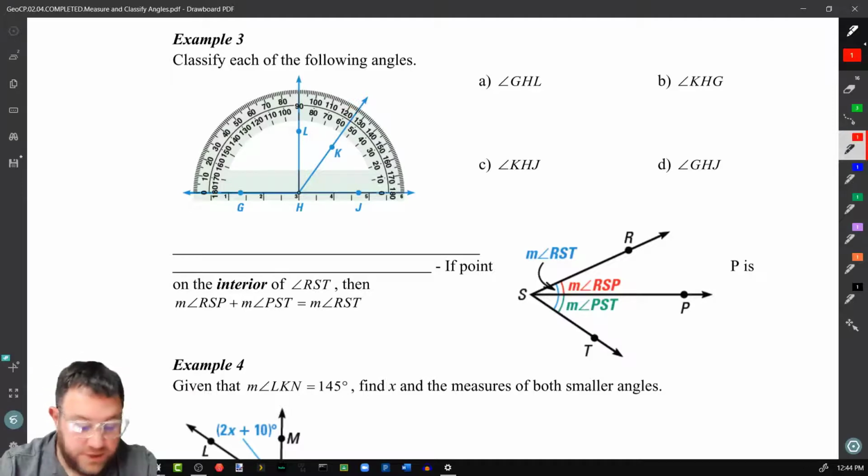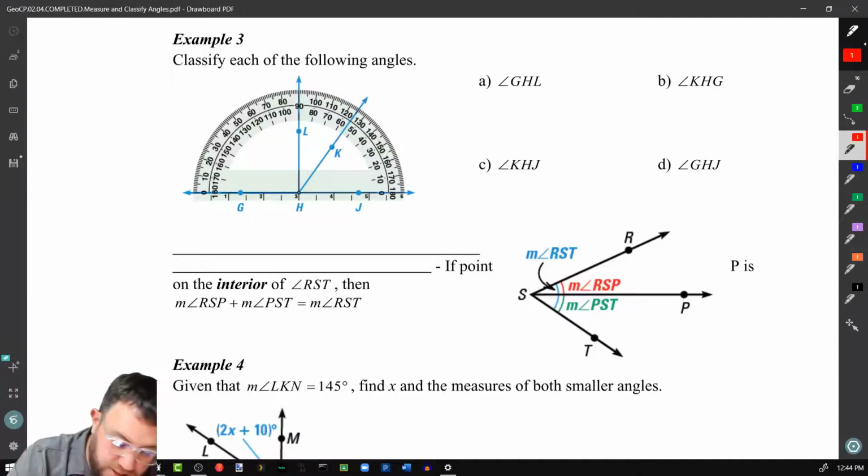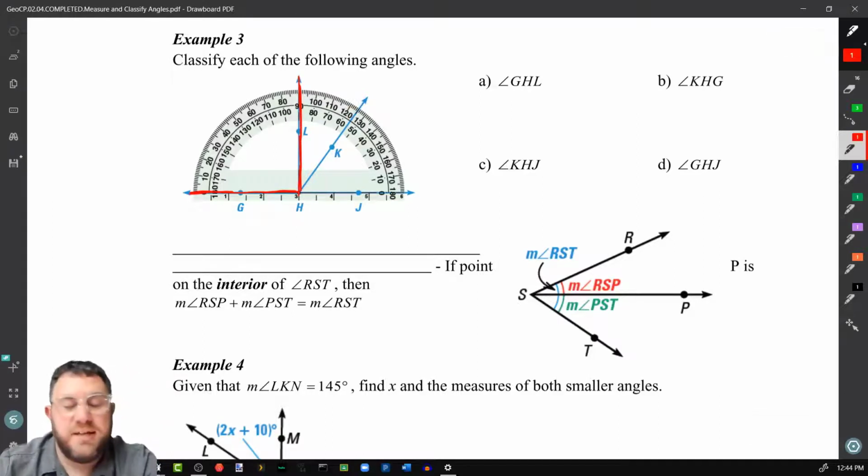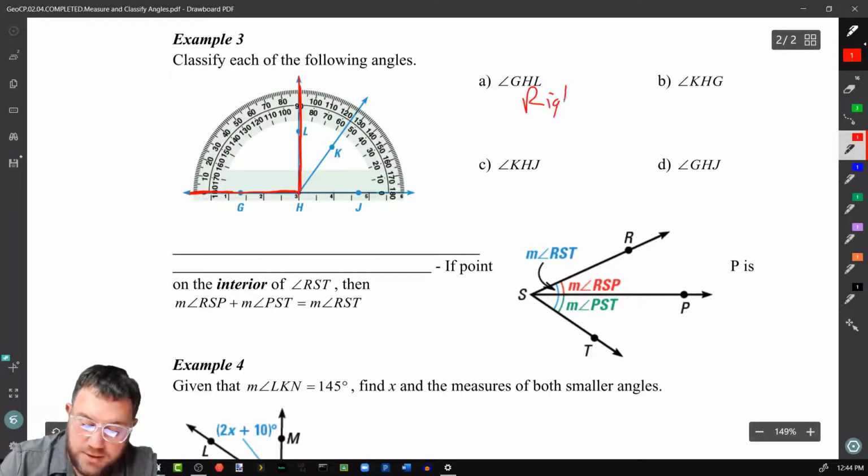Alright, so for example 3, we want to classify these angles. Most of the time, you will classify them based on what they appear to be. I'm not going to give you a protractor to do it every time, but in this case we do have a protractor. So GHL, that's this angle. And we can see that one is 90 degrees. So that is a right angle.